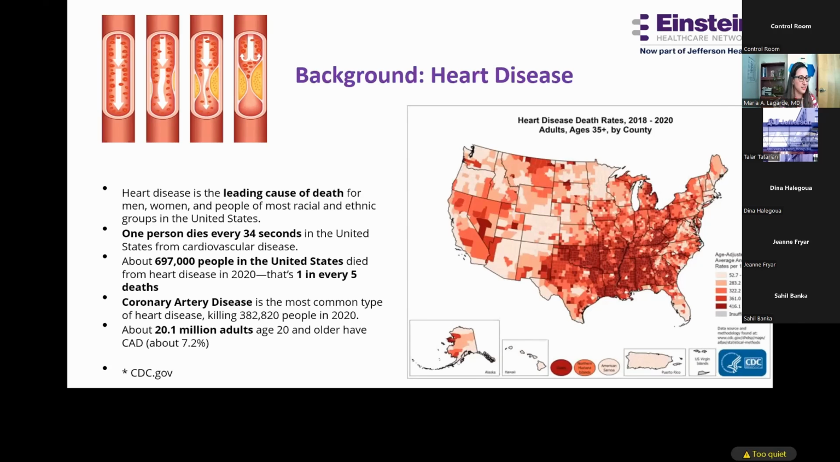And coronary artery disease specifically is a form of heart disease, and that is the most common type. About 382,000 people died of coronary artery disease in 2020, and 20 million adults age 20 and older have coronary artery disease. So it's very, very common. Most people do have some, but it is mostly asymptomatic. So this is why they give it these names like silent killer and scary things like that. But we're going to talk about how we can lower our risks as we go forward.